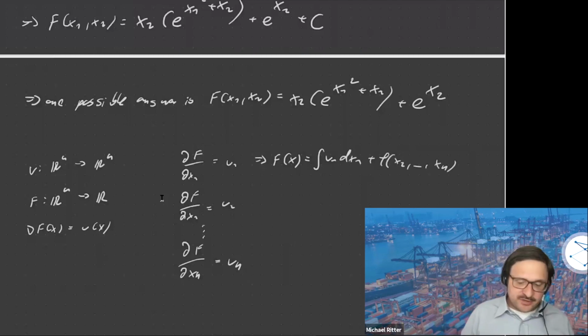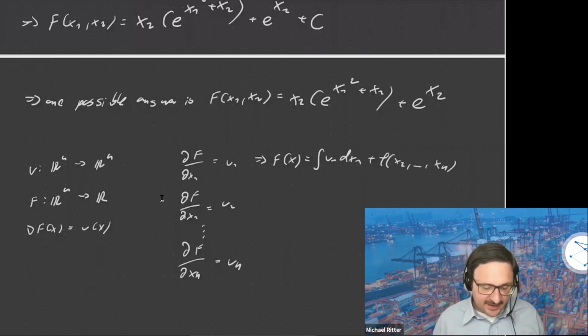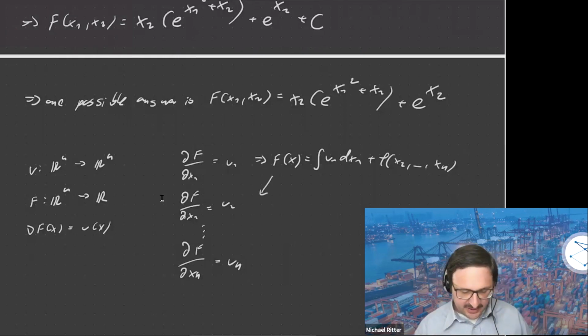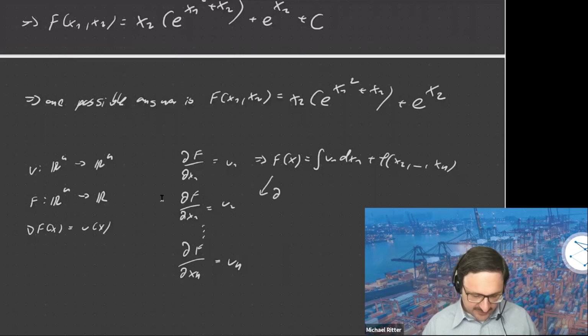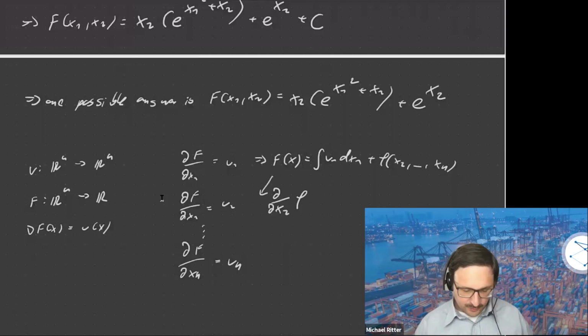And then we would do the same thing, right? We would take that candidate function. We would differentiate that with respect to, say, x2. That would give us a hint about that phi here, namely would give us a hint what d phi dx2 looked like.